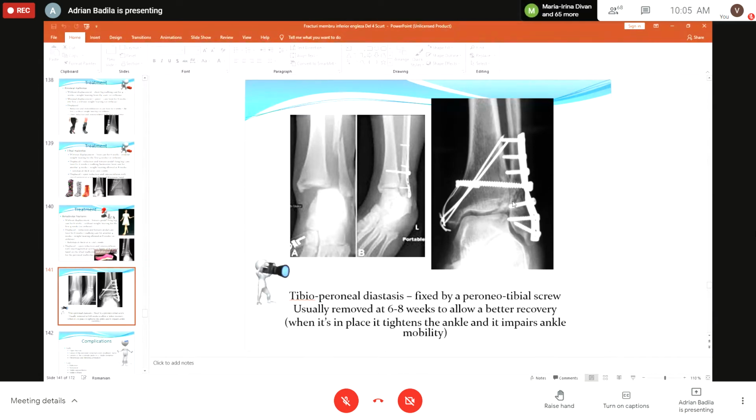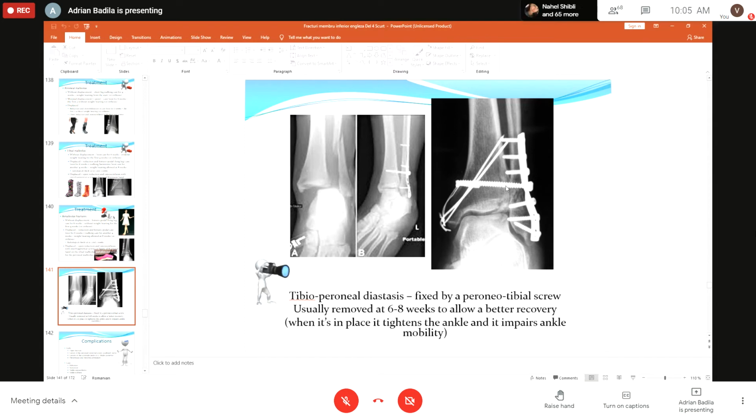Another case, a bimalleolar fracture with diastasis. The fracture of the tibial malleolus was fixed by a figure of 8 tension band, 2 Kirschner wires, 1 small screw here, and 1 figure of 8 wire. For the fracture of the peroneal malleolus, we perform reduction and osteosynthesis with a plate. And for the diastasis, we reduce it and fix it with this large interfragmentary screw.